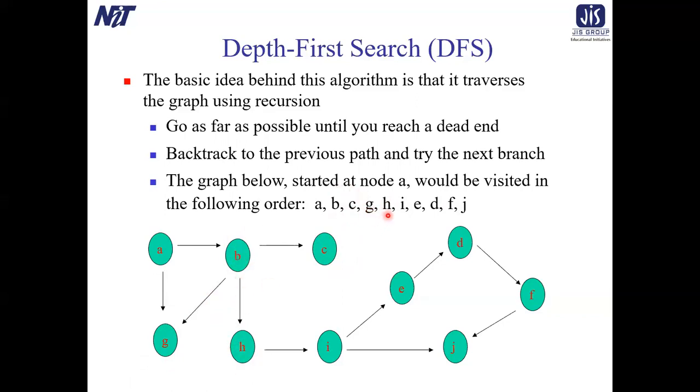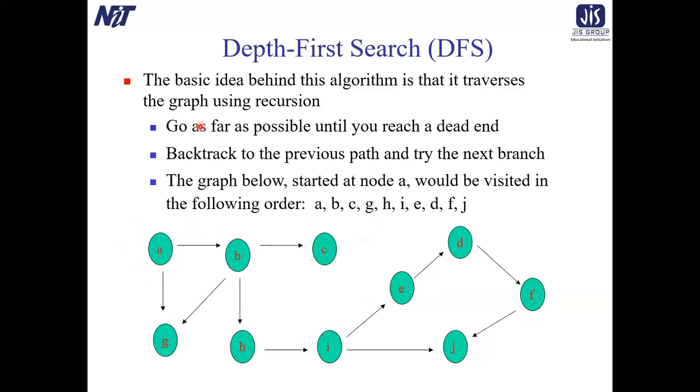So we can write after G it is H. Then H to I. From I, either you can go to J or you can go to E. We go first to E. So I to E, then E to D, then D to F, then F to J. Now it is a dead end because we cannot move further. So you have to backtrack to F, backtrack to D, backtrack to E, backtrack to I, backtrack to H, backtrack to B, then again come back to A. And we again move to G, but it is already visited. So we go back to A.